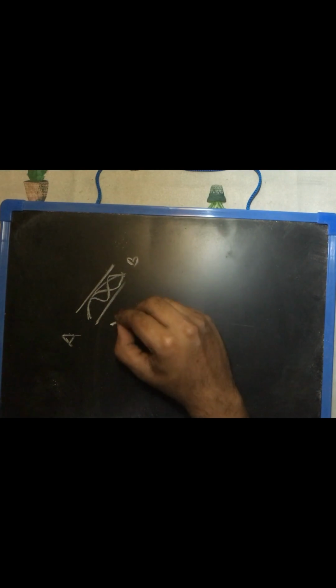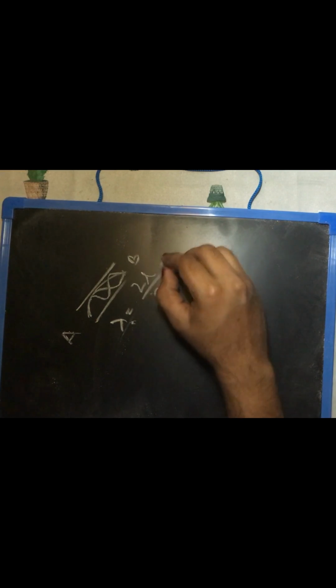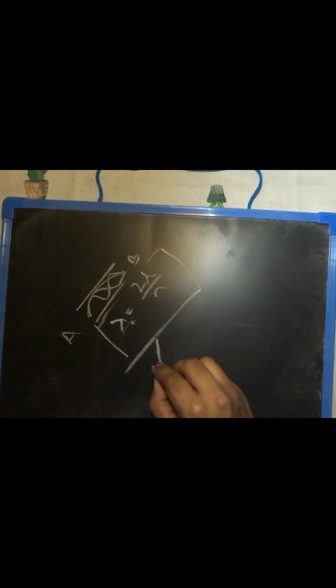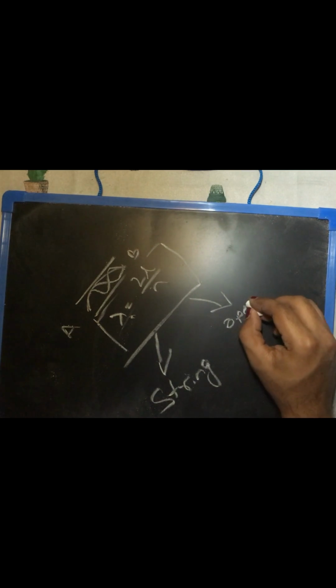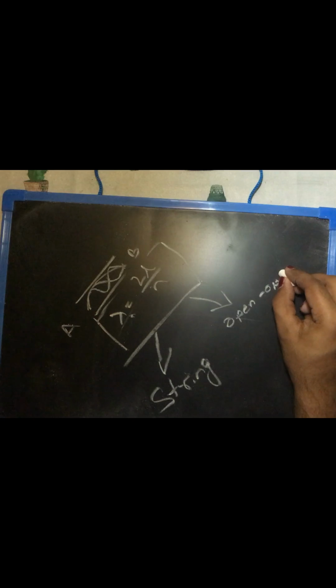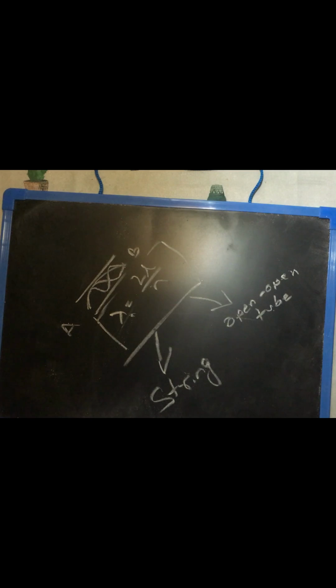in a string, right? And so we can safely say that the formula for harmonics, the wavelength of each harmonic, is lambda n equals 2L by n, and that's true for strings, and remember this, for open tubes, right?